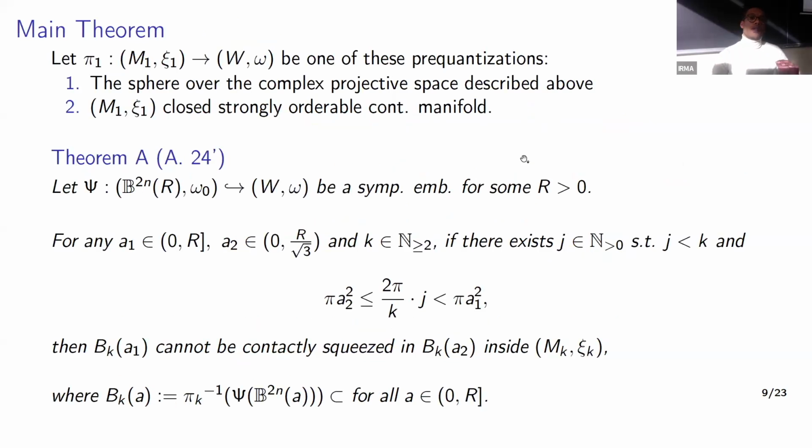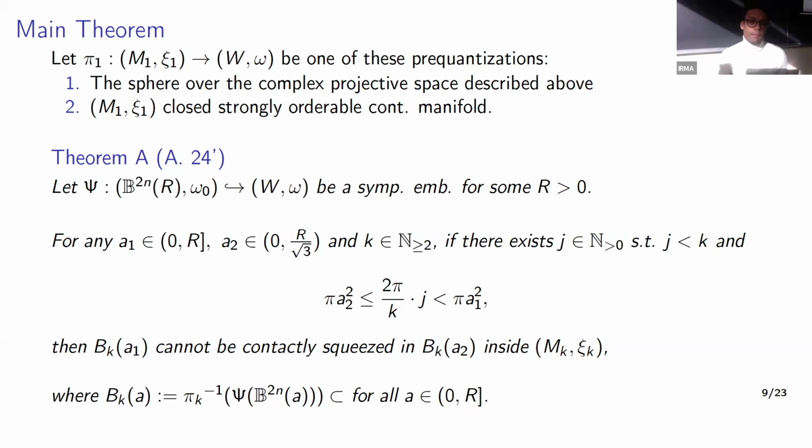Okay. So now this is the main theorem. You start with a prequantization, which is either the sphere over the complex projective space that I have just described, or you suppose that M1, the first prequantization, is strongly orderable. I didn't say yet what strongly orderable means. I will give some examples just after the theorem, and will give the definition during the proof.